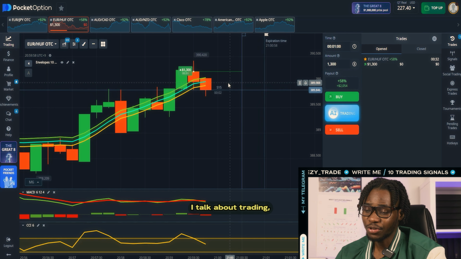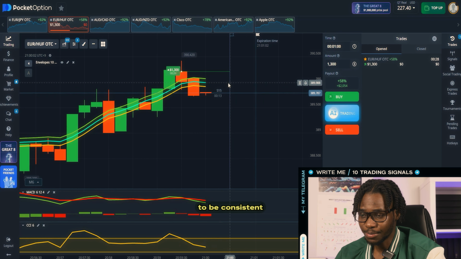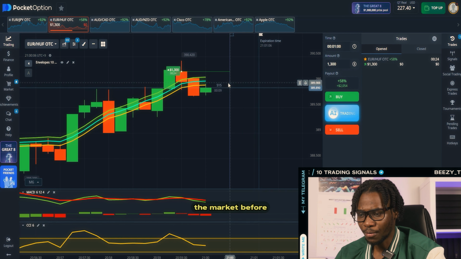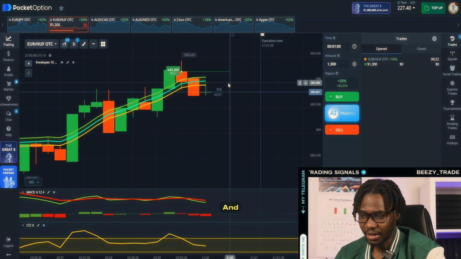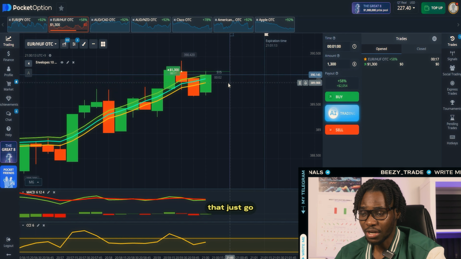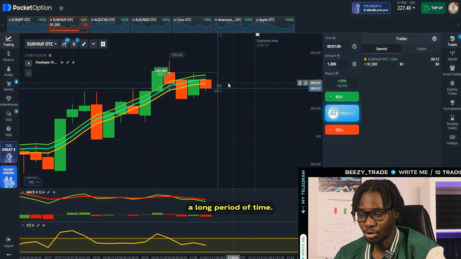If I talk about trading, one of the things that you need to focus on is consistency. You just need to be consistent on these things, and also make sure that you study the market before you start trading. That's the most important thing, because some people just go directly into trading without seeing how the market has been moving for a long period of time.